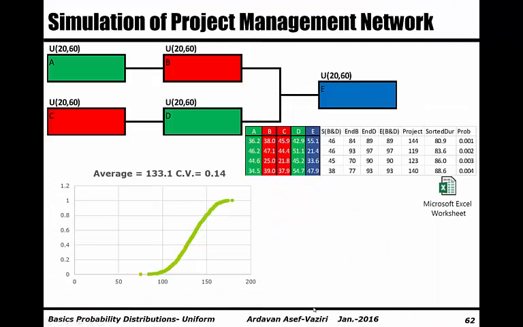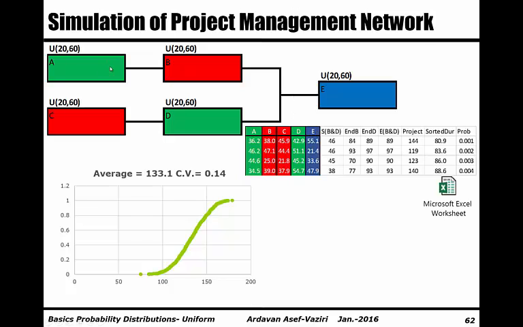Now suppose we have a situation like this. We have technical interdependencies and resource interdependencies, as I explained. Here, technical dependencies state that activity A is immediate precedence of activity B, activity C is immediate precedence of activity D, both activity B and D are immediate precedence of activity E. The same as before, duration of all activities is uniformly distributed between 20 and 60 days.